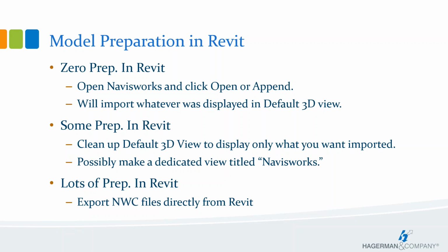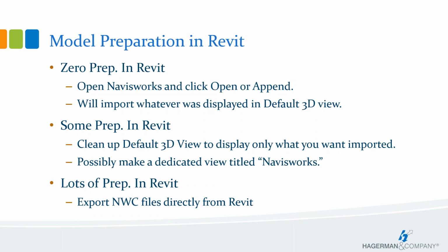The first method is to just simply open your Revit file from within Navisworks. In this case, it will convert the file to an NWC and save it in the same directory. With this method, it will import whatever is displayed in the default 3D view. So if you have a section box enabled, it will only import that portion of the project, or if you have certain things hidden, or extra things that should have been hidden shown, again, that is what will be imported. And if you are good with whatever came in, then you're good to go with this method.